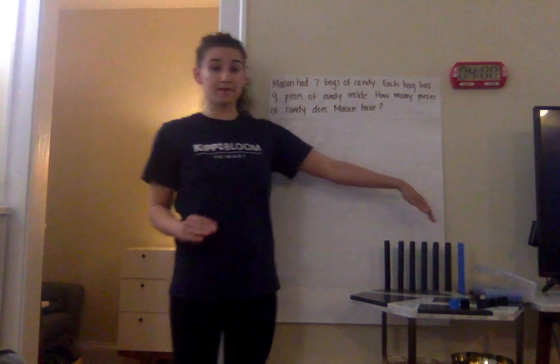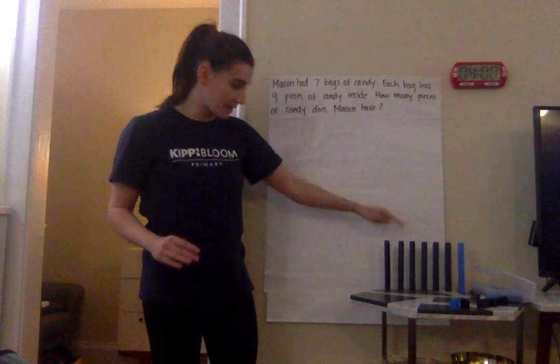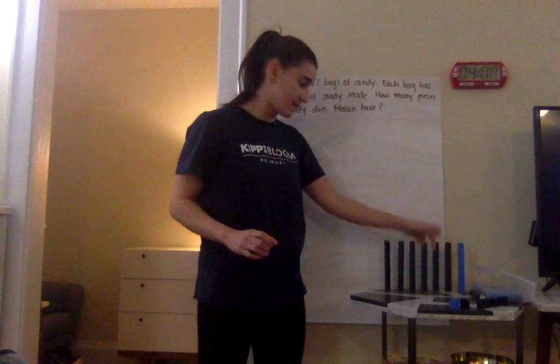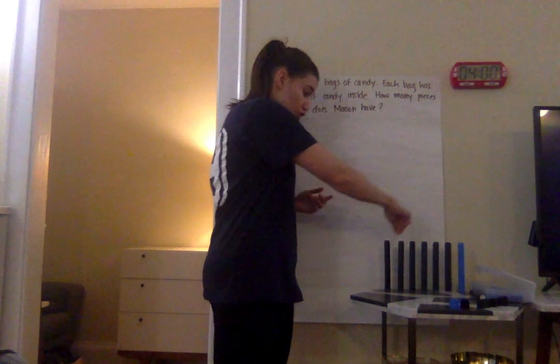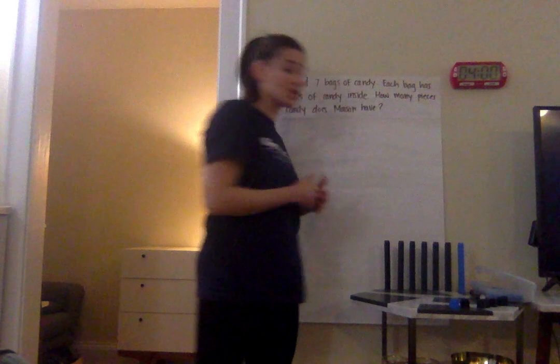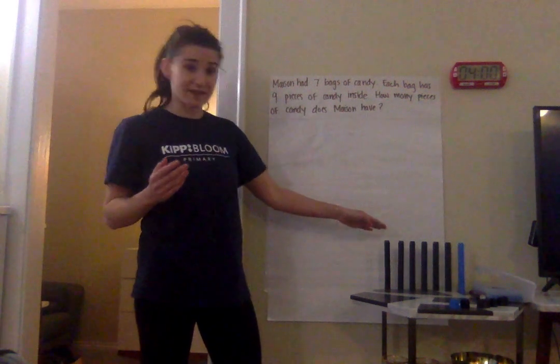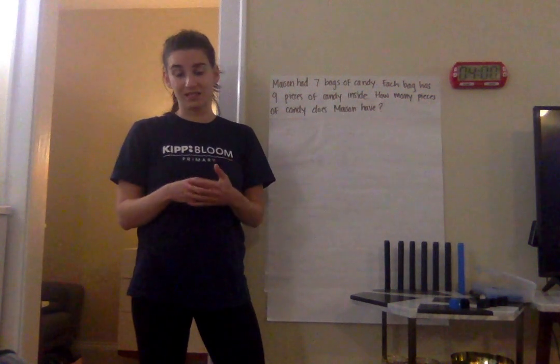So now when I look at my cubes, I see 9, 9, 9, 9, 9, 9, 9. And I have 7 of those. 1, 2, 3, 4, 5, 6, 7. So it's like each one is a bag of candy with 9 pieces inside it.